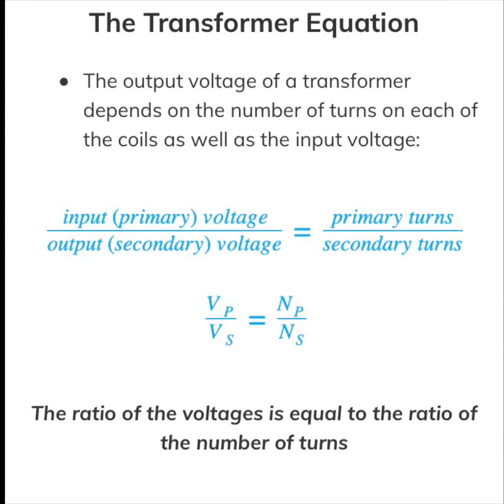The output voltage of a transformer depends on the number of turns on each of the coils, as well as the input voltage. So, the output voltage, which is VS, depends on VP, NP, and NS. In other words, we can say that the ratio of the voltage is equal to the ratio of the number of turns. The ratio of the voltage, VP divided by VS, equals the ratio of the turns, NP divided by NS.